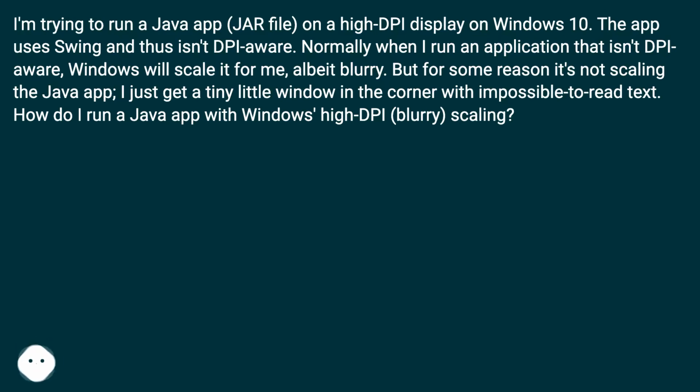But for some reason, it's not scaling the Java app. I just get a tiny little window in the corner with impossible to read text. How do I run a Java app with Windows high DPI blurry scaling?